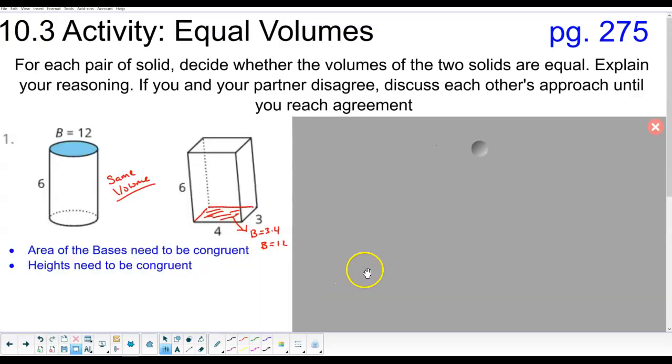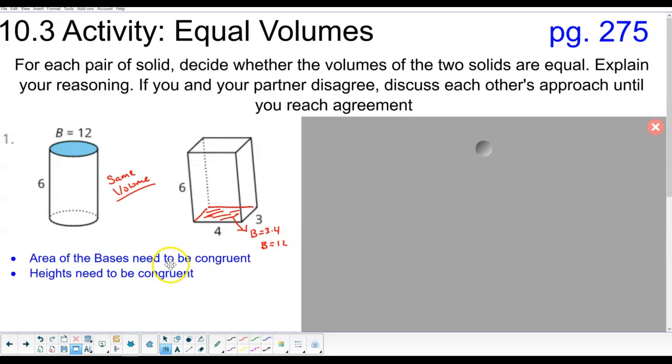Let's look at number 1. So what we're looking for here is, in order to have the exact same volume, I need to have the area of the base and the height be the same for both solids. And that base, the cross-sectional area, has to be consistent throughout the whole shape due to Cavalieri's principle.